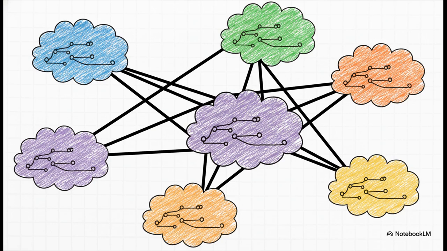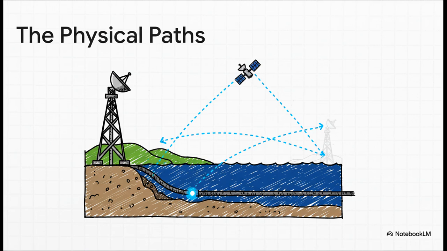The internet isn't just one big cloud. It's actually a massive, sprawling network of networks, thousands of them, all run by different companies and organizations, all connected to each other. And our little packet is about to hop between a bunch of them at lightning speed. And get this, the journey is physical.